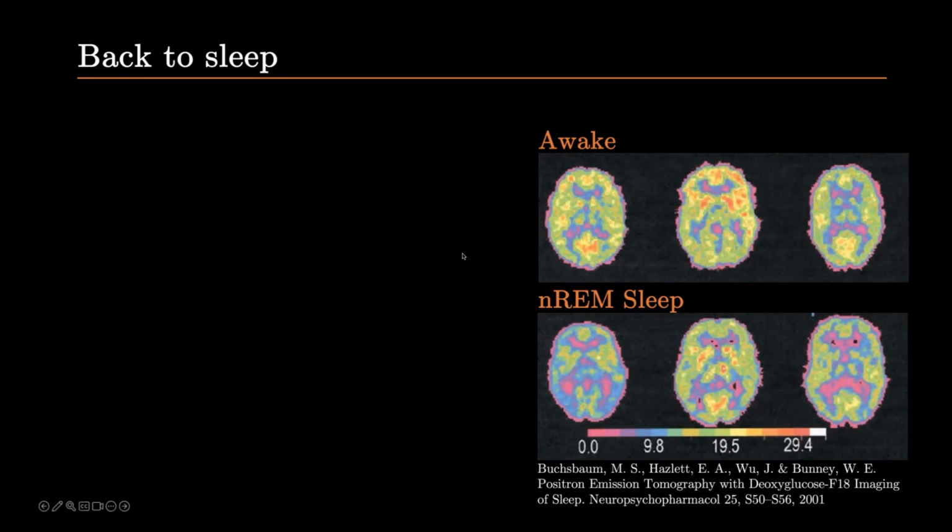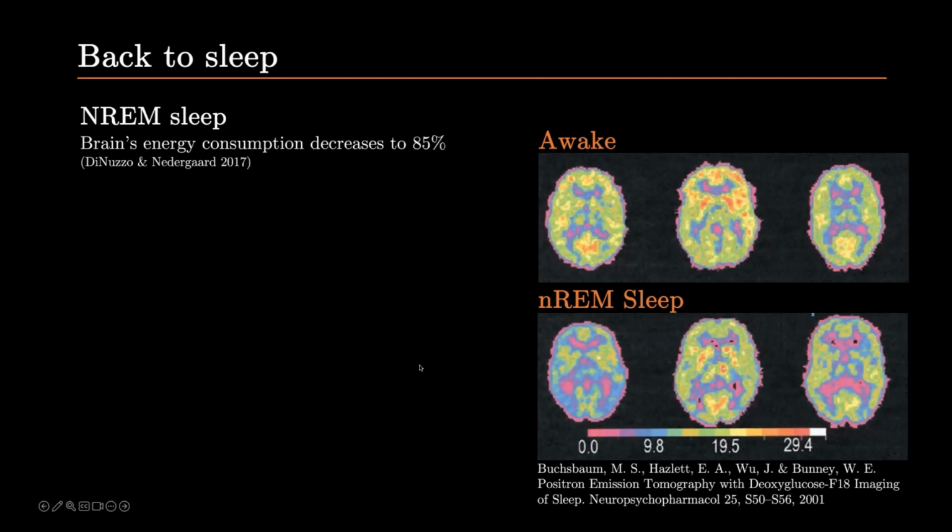different problems. So let's go back to sleep and have a look at these plots, which show the 18 FDG uptake in different states of consciousness, in awake and in so-called non-REM sleep. There's a paper from 2017 which shows that the brain's energy consumption in non-REM sleep decreases to 85% of its resting state value. So the brain in non-REM sleep consumes less energy. The FDG uptake is less in non-REM sleep.